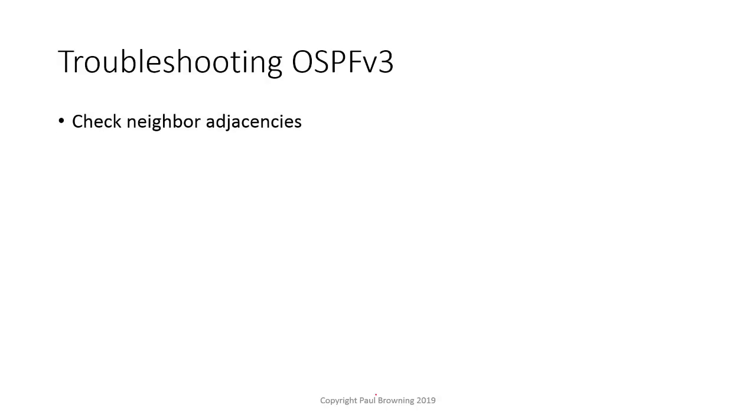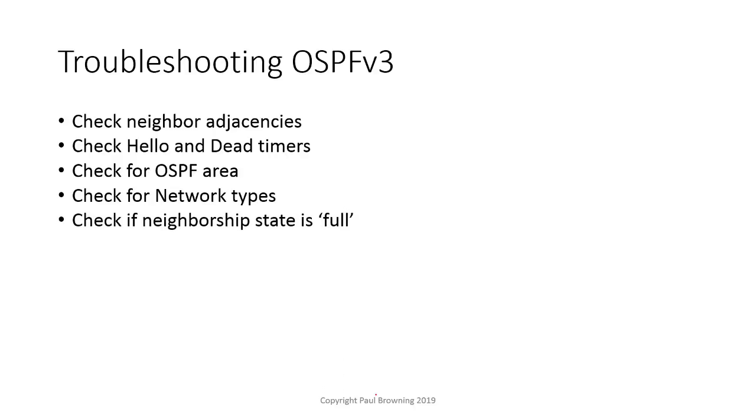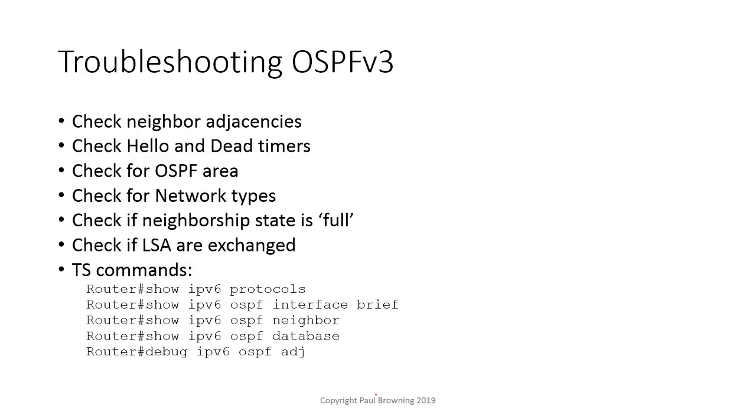Some troubleshooting. Check your neighbour adjacencies. Check your timers. This is the same for OSPF. Check for your OSPF area. The network type. Check if your neighbourship state is full. Check if link state advertisements have been exchanged. A few commands you can use. Show IP protocols is your go-to. Then you can check your interface, your neighbor, your OSPF database, and then you can debug adjacencies. Obviously, not on a live network.